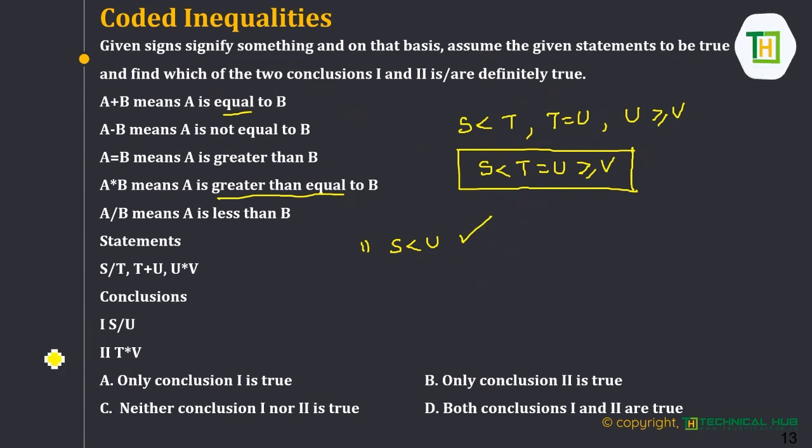Next, the second conclusion, T star V. T star V means T is greater than or equal to V. In the statement, T is equal to U, so U replaces T. So T is greater than or equal to V. The second conclusion is also true. So both the conclusions are true. Statement 1 is true and statement 2 is true. So finally option D is the correct answer.